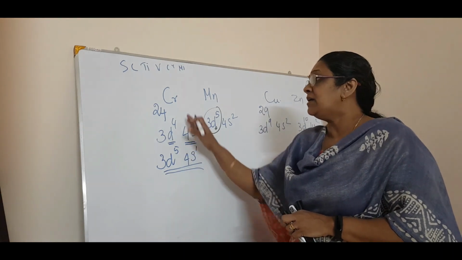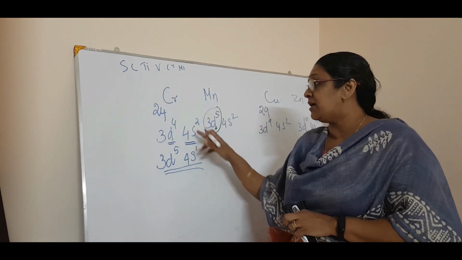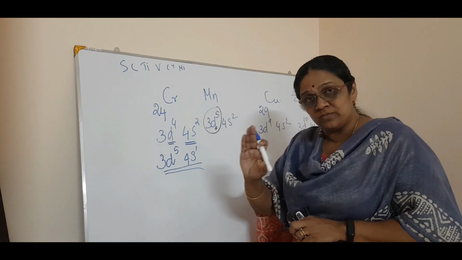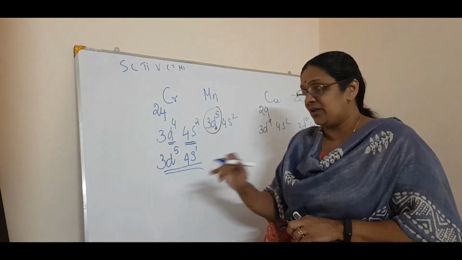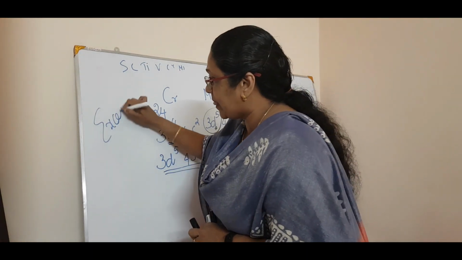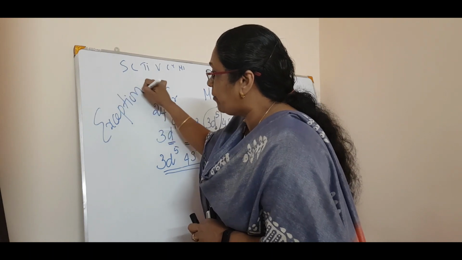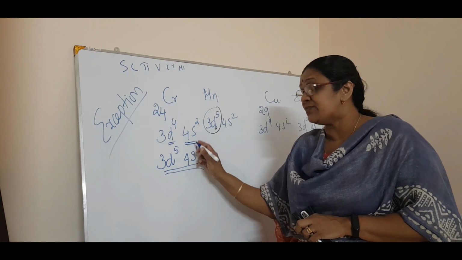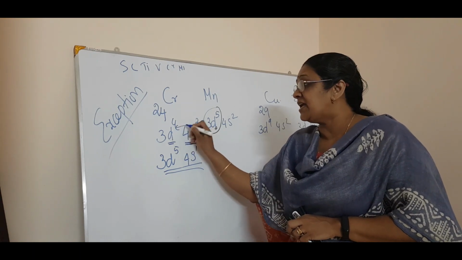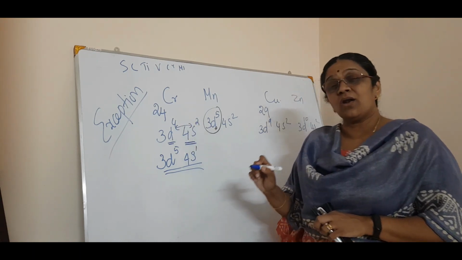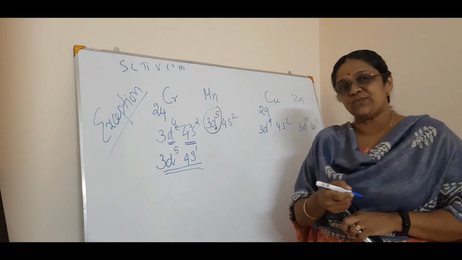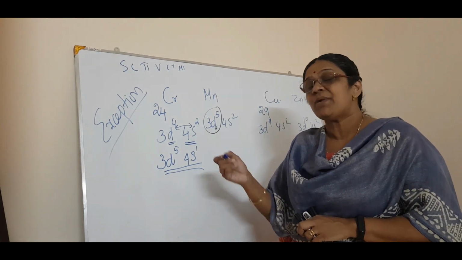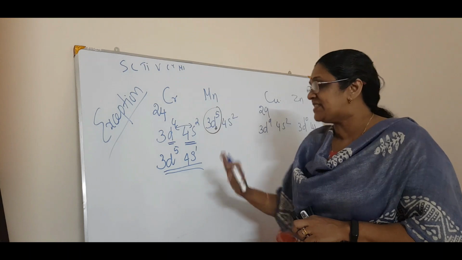Now, if you ask me, what about vanadium, teacher? Will two electrons go? No. Only the exception, you can tell it as exception. Exceptions of chromium and copper. Why? If you are wondering why this will jump, because the energy of these two are almost same. Not same but almost. So it can jump. That you will study later.